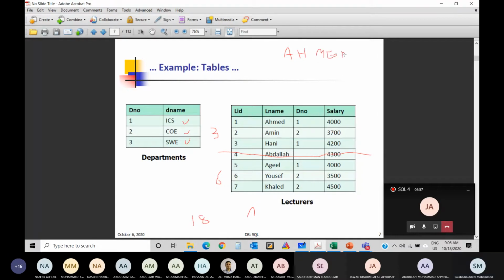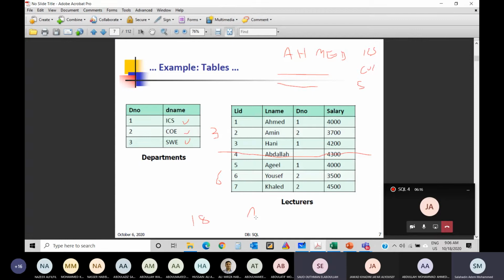Ahmed, ICS, Ahmed again, COE, Ahmed again, SWE. Again, with Amin, do the same thing. So you will have 18 rows of output, ya shabab. Is this wrong information or right information?